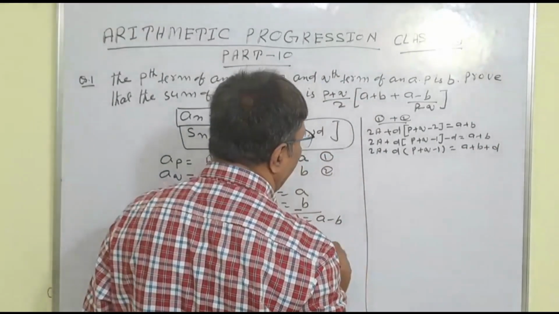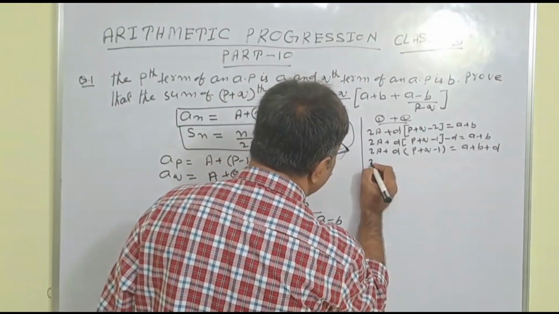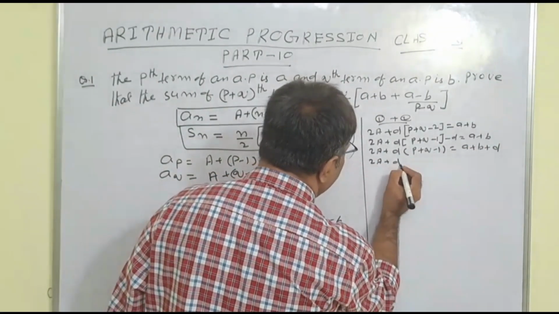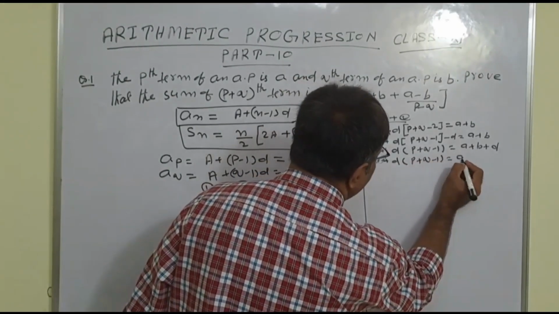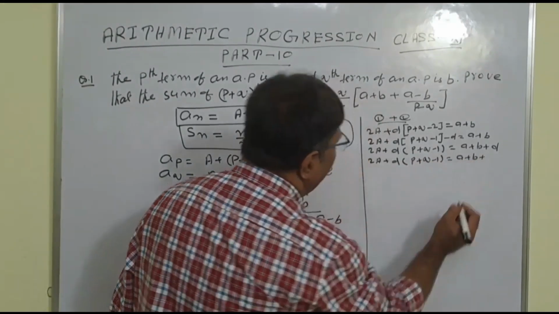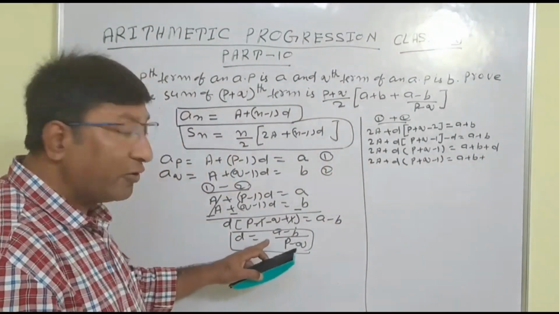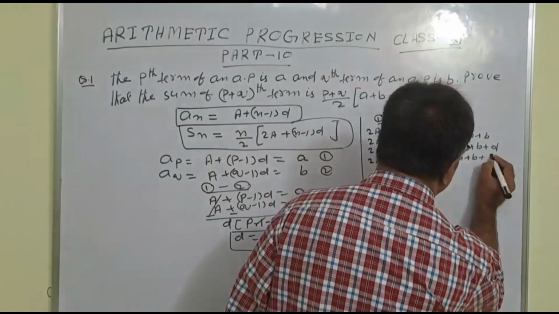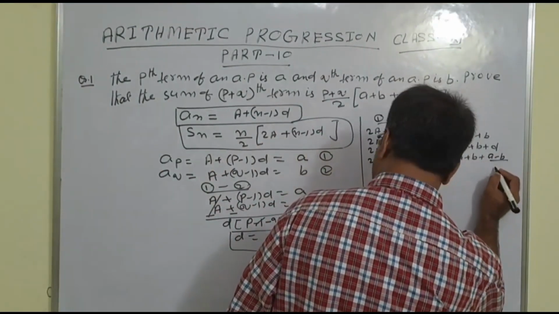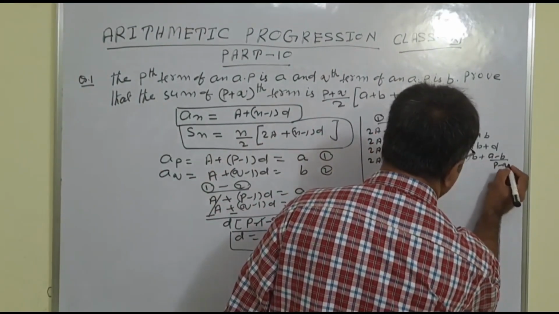Okay. Now you know this is 2a plus d into (p plus q minus 1). This is already a plus b, and we know d, we have already found it: (a minus b) by (p minus q). Just put the value here, a minus b, and here that is p minus q.